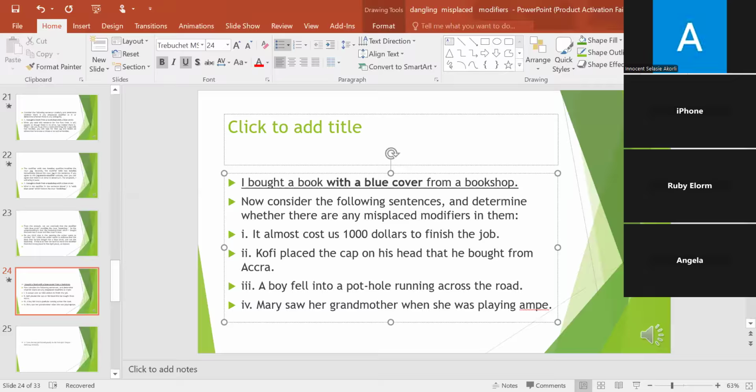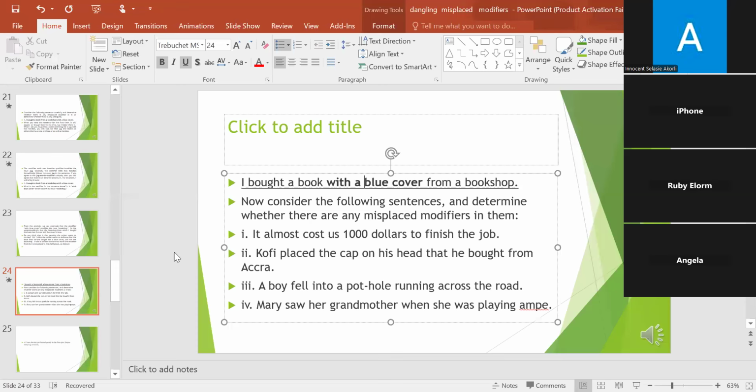1. It almost cost us $1,000 to finish the job. 2. Kofi placed the cap on his head that he bought from Accra. 3. A boy fell into a pothole, ran across the road. 4. Mary saw her grandmother when she was playing ampe.